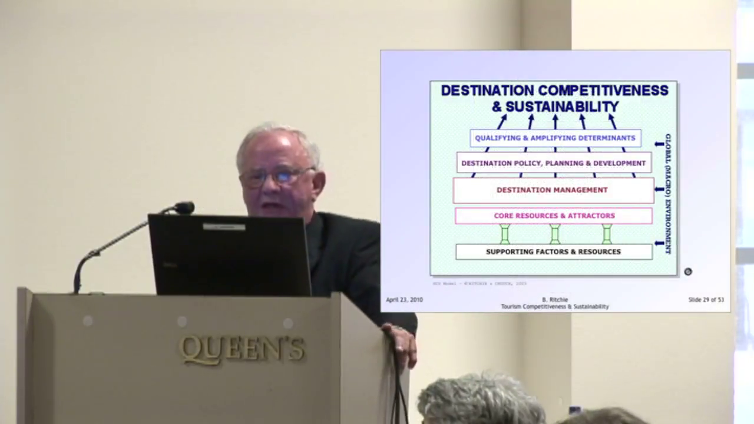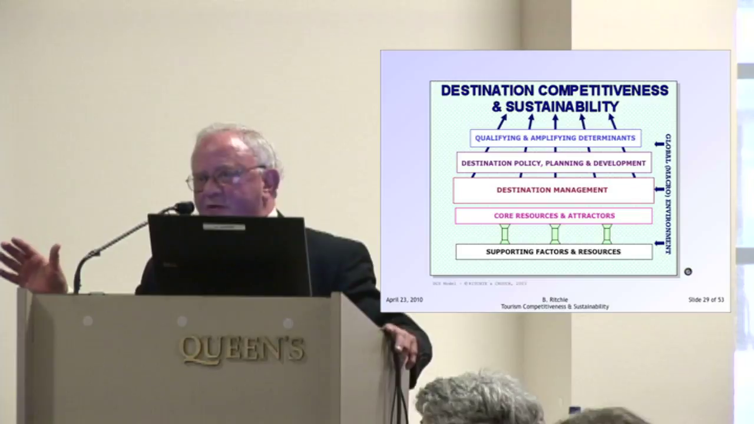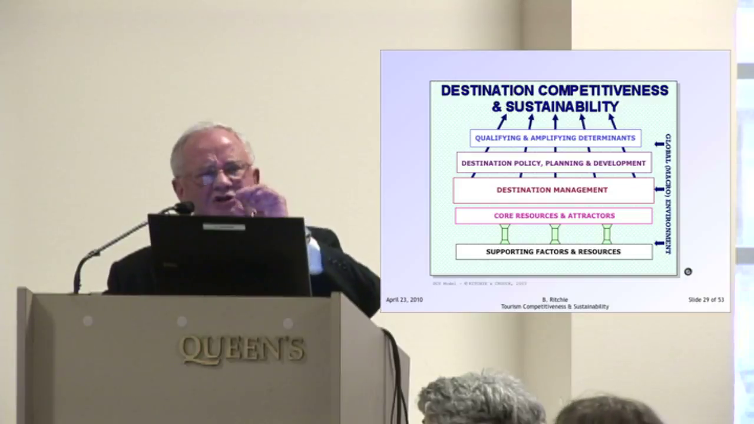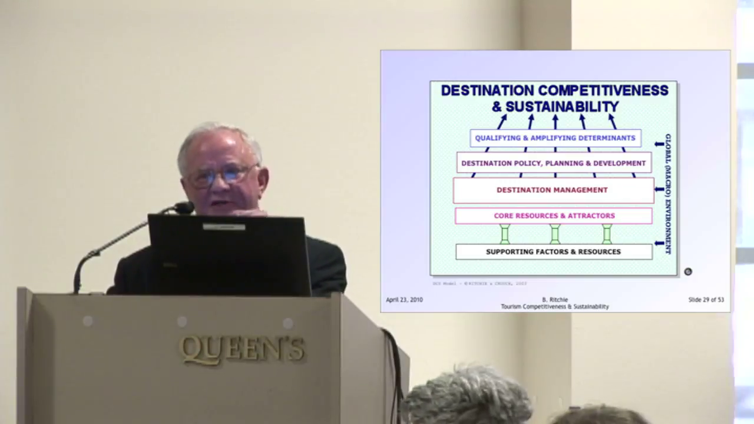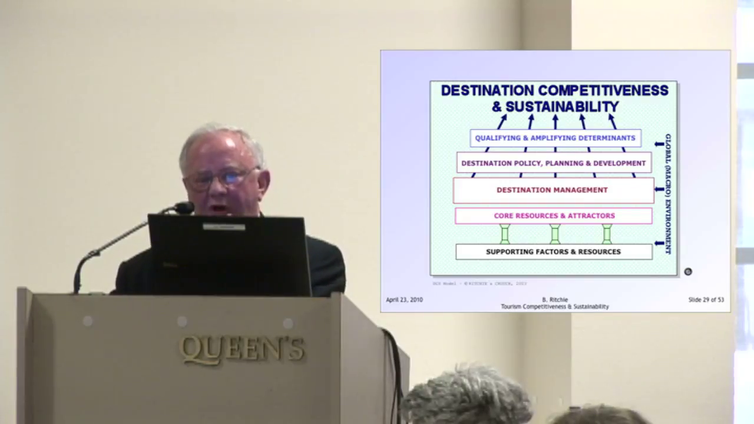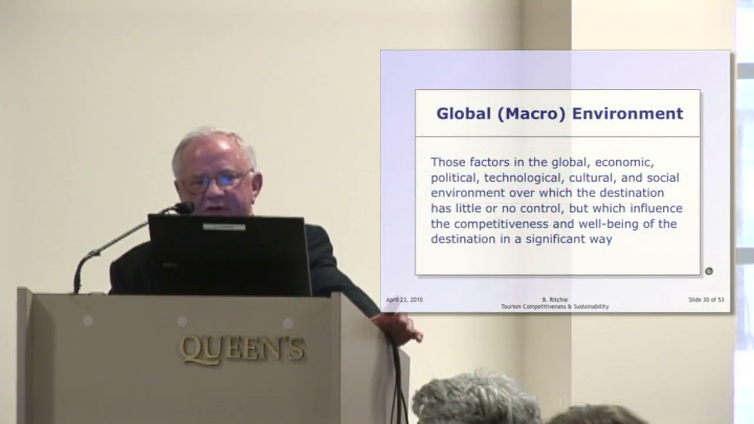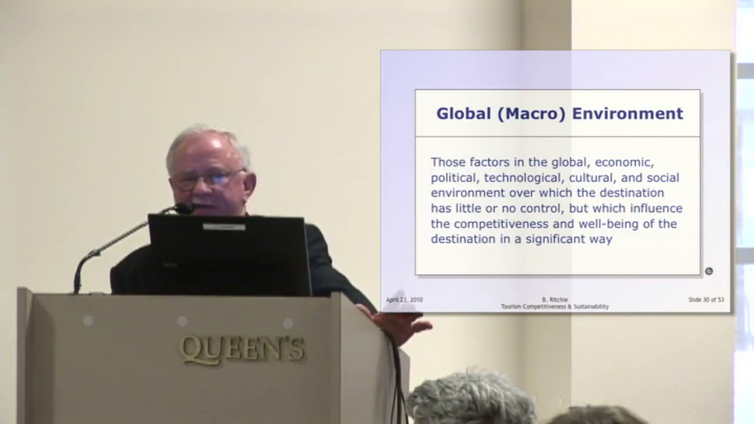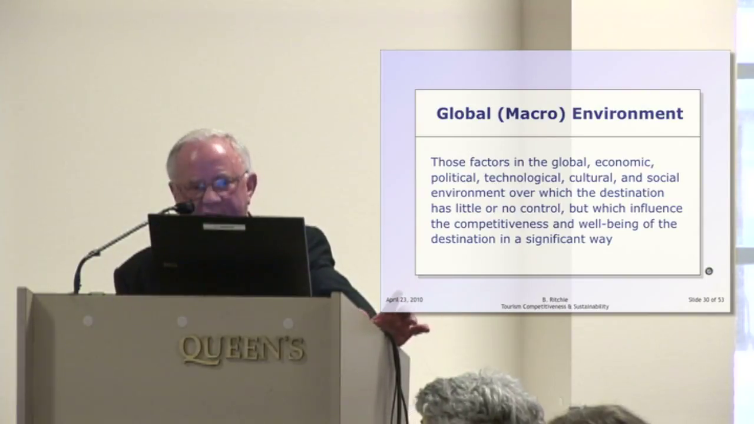Now, let's take a look at another aspect that we need to keep in mind. That is, on the right hand, the global macro environment is another factor which influences the success of your destination. There are a large number of factors out there in the big world over which you have no control, but which affect everything economically and socially, but which also affect tourism. So what are those global or macro environmental factors? These are those factors in the global economic, political, technological, cultural, and social environment over which the destination has little or no control, but which influence the competitiveness and well-being of the destination in a significant way.